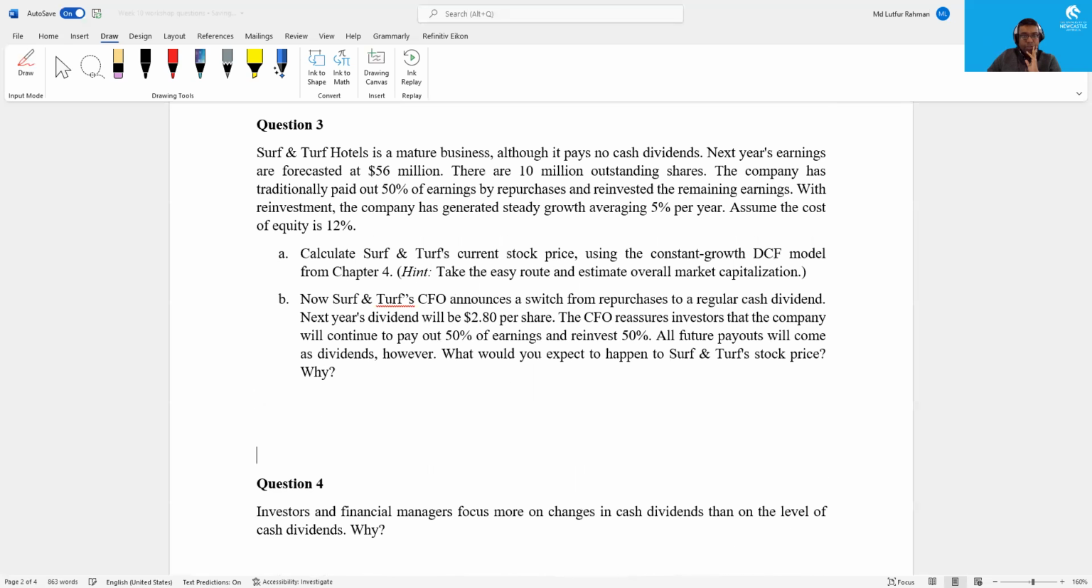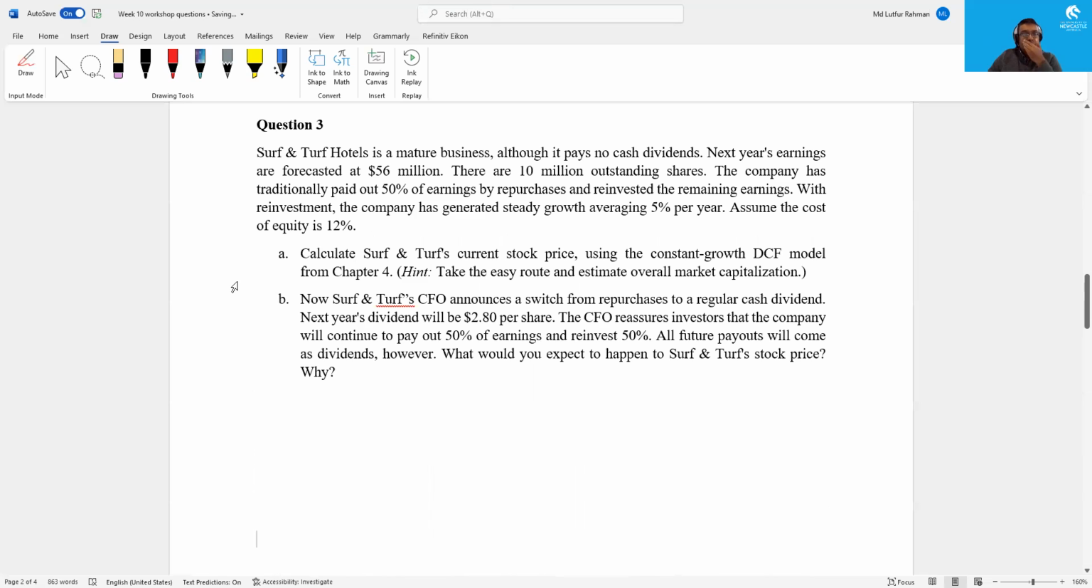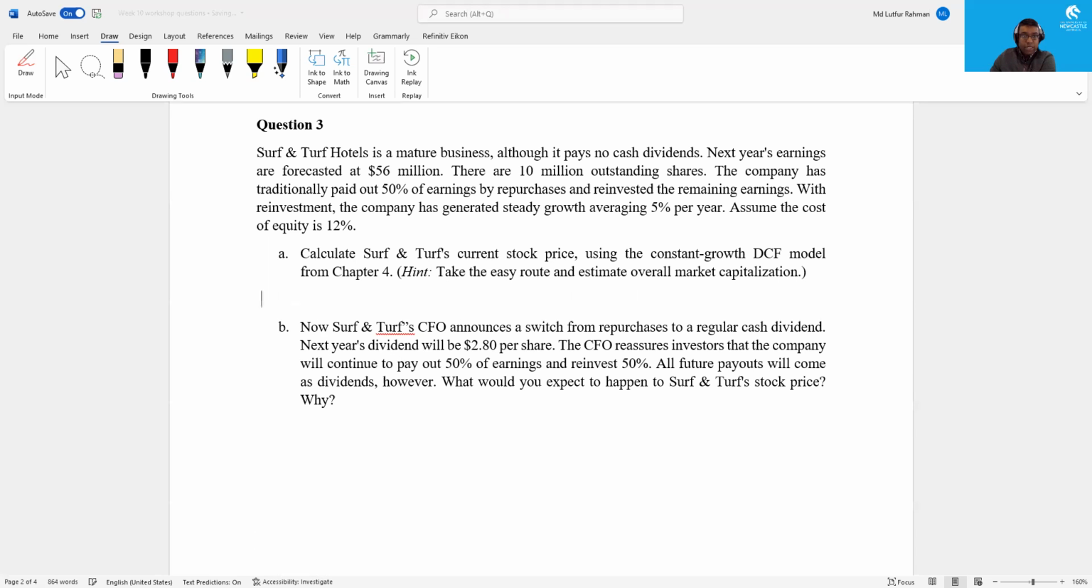Okay. The next question is, Surf and Turf Hotels is a mature business, although it pays no cash dividends. Next year's earnings are forecasted at $56 million. There are 10 million outstanding shares. The company has traditionally paid out 50% of earnings by repurchases and reinvested the remaining earnings. With reinvestment, the company has generated steady growth, averaging 5% per year. Assume the cost of equity is 12%. Calculate Surf and Turf's current stock price using the constant growth discounted cash flow model in chapter 4.